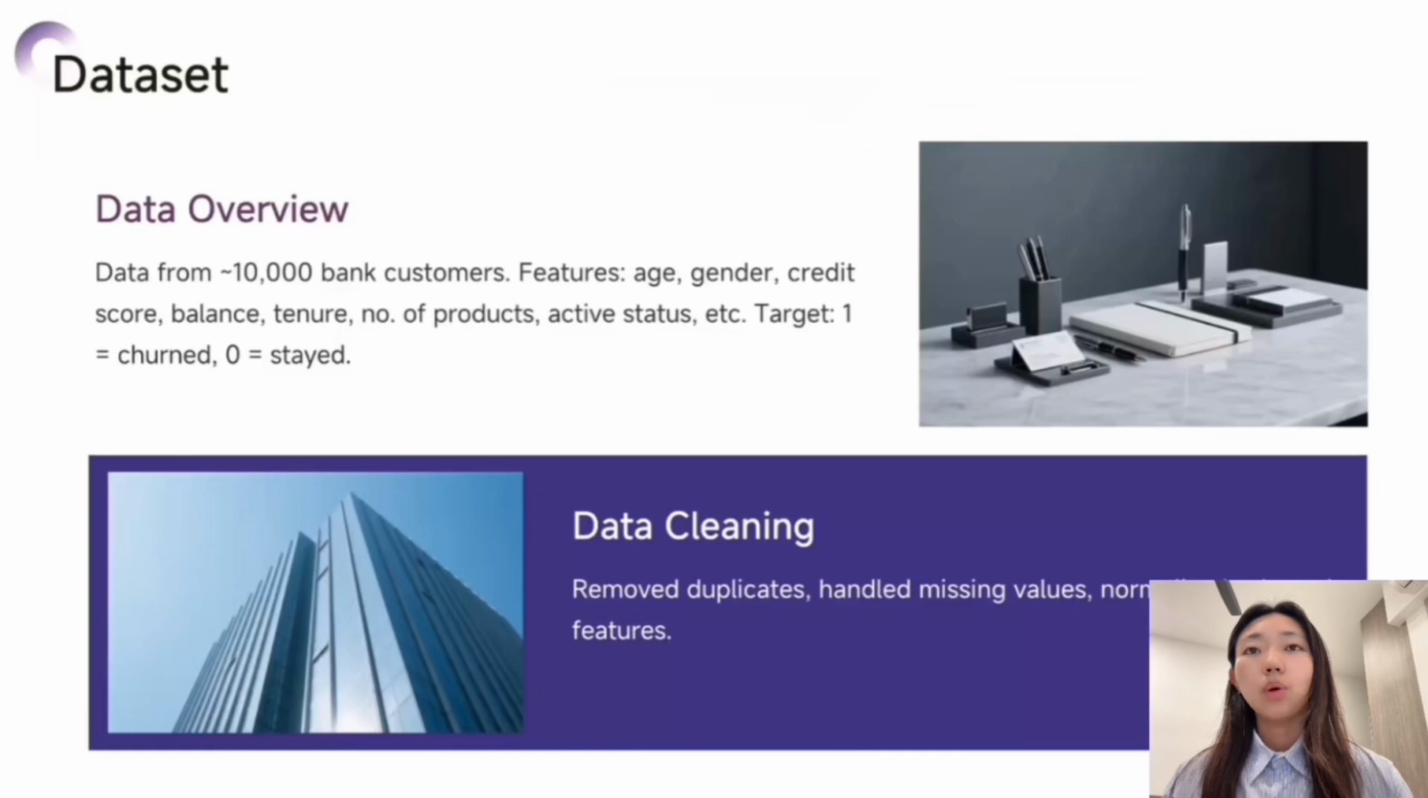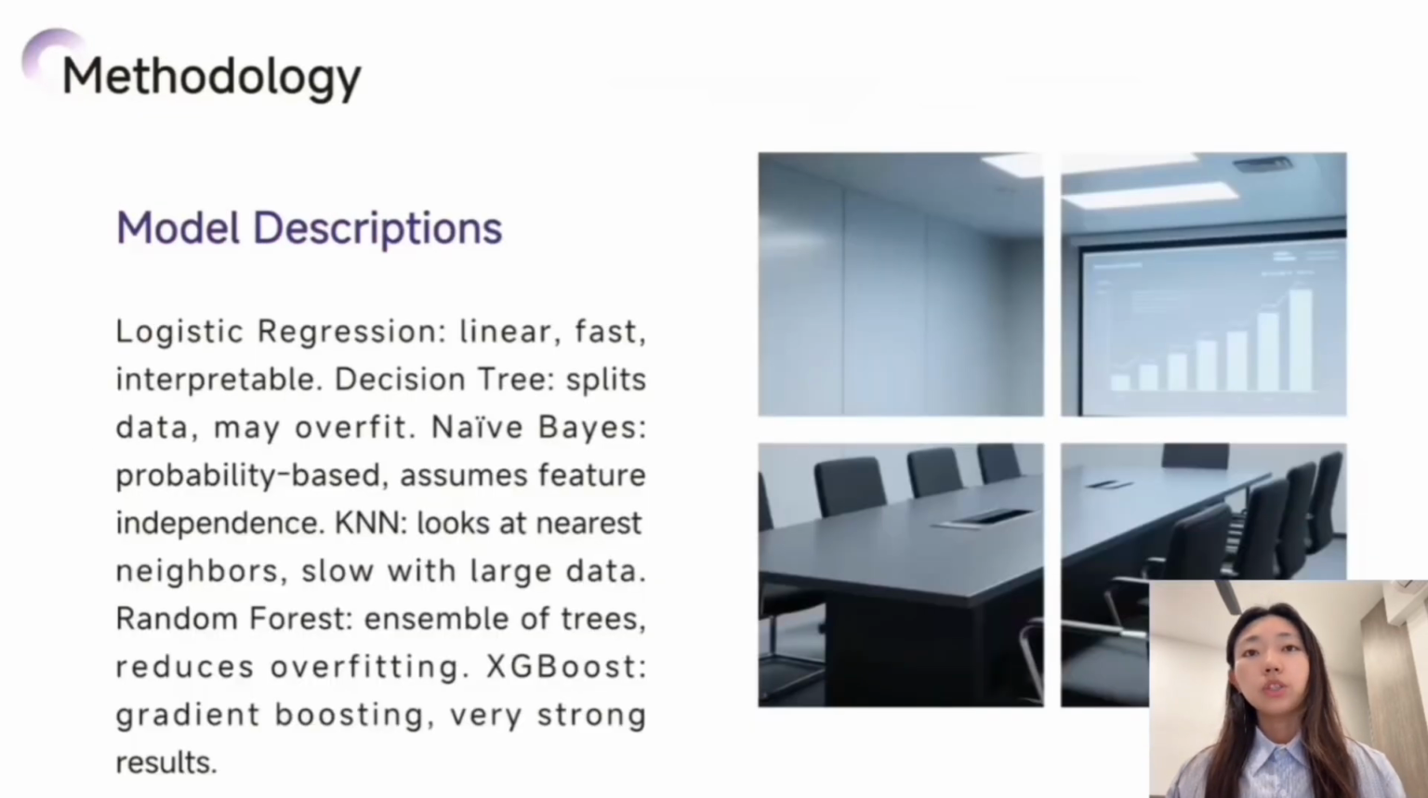The target label was churn. A value of 1 means the customer left the bank. A value of 0 means the customer stayed. Before training the models, I cleaned the data by removing and checking for missing values. I also normalized some features to help the models learn better.